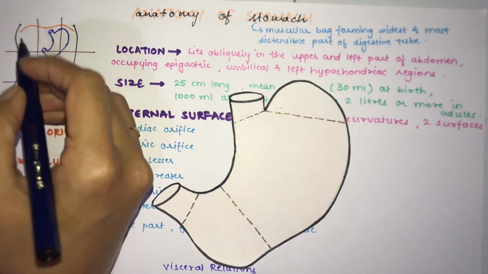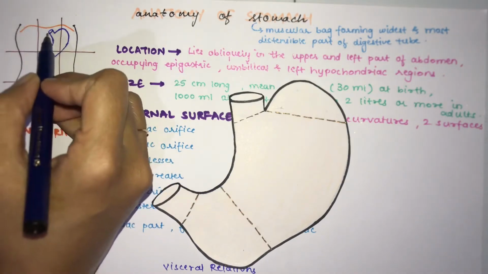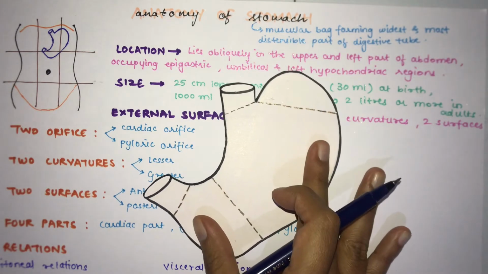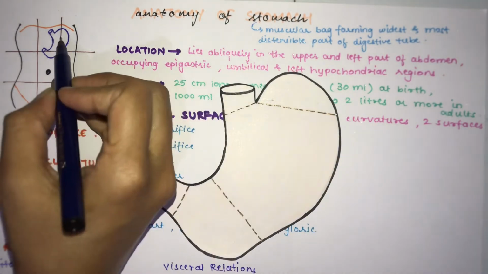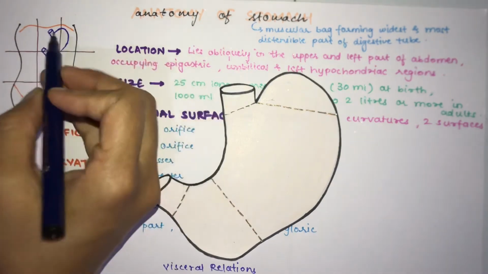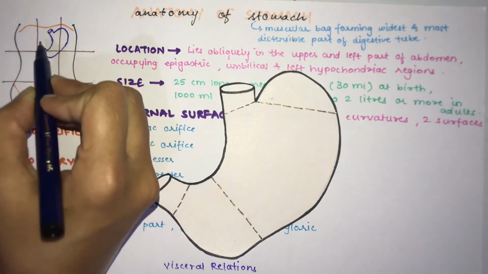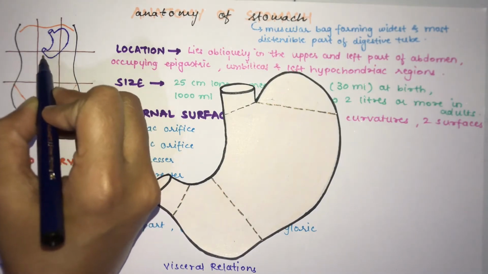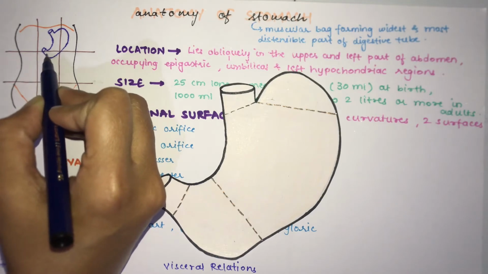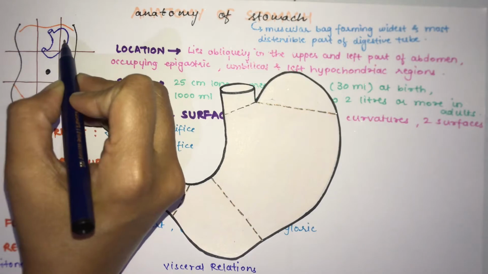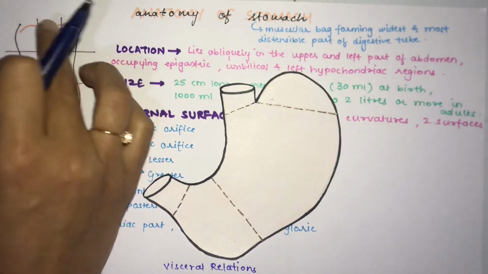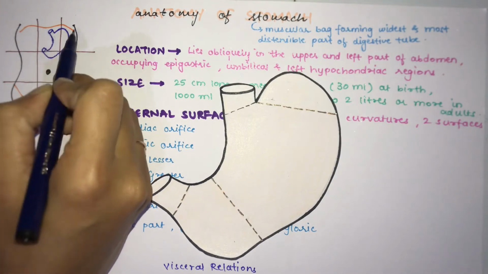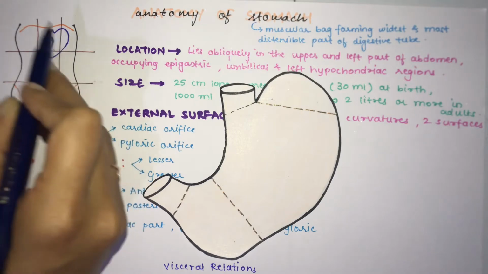Now where exactly is your stomach present? Your stomach is lying obliquely. It is not present straight, it is lying in an oblique angulation, in the upper and the left part of your abdomen, and it occupies the epigastrium. Over here is your epigastrium, and it also occupies the umbilical portion of your abdomen, and this one is your left hypochondric region. So basically your stomach is located in these 3 regions of your abdominal cavity: the epigastrium, umbilical and the left hypochondric region. So this is the location of the stomach.